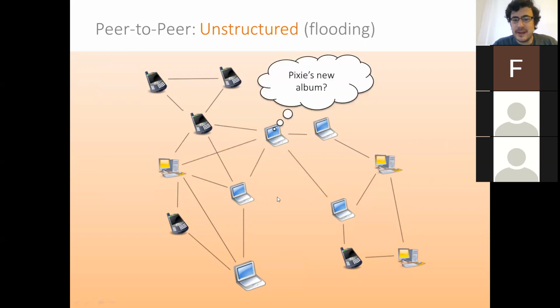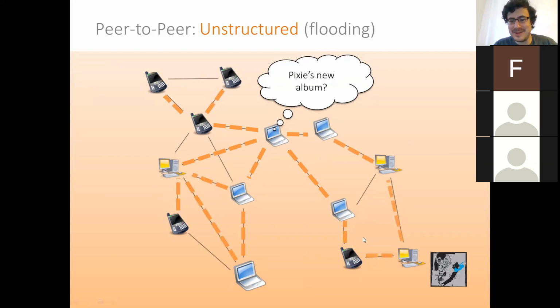So what happens if they look for something a bit more rare, Pixies' new album, which is again from 2013, I guess. They have to ask their neighbors, and their neighbors will have to ask their neighbors, and their neighbors will have to ask their neighbors. And we'll see that just for this simple request, a lot of messages have to be sent to locate that the album this peer is looking for is available on this peer here. Okay, but once the metadata are found, then a direct connection can be established between the peers in order to transfer the data.